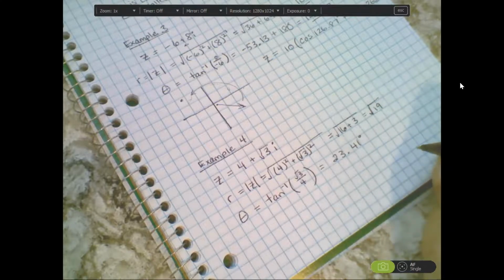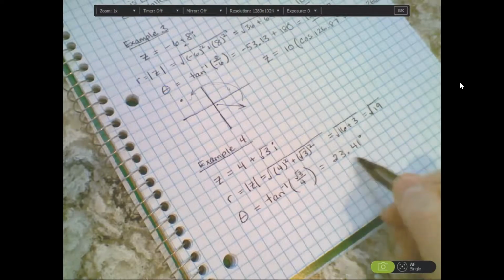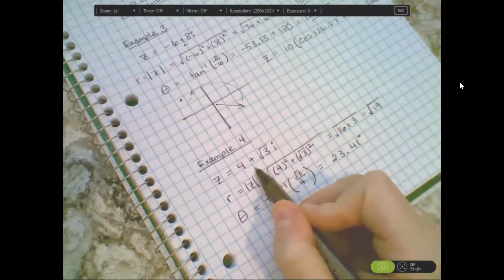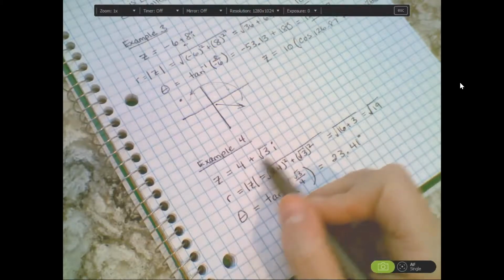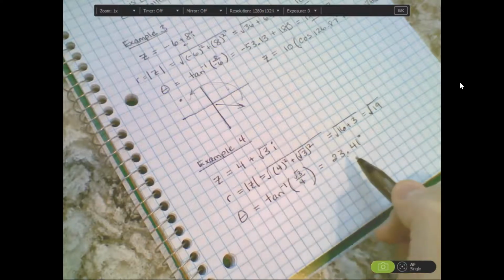Okay, so we have 23.41 degrees. I'm going to stop and ask, is that where I need to be? Is that angle where I need to be? This is a first quadrant angle. This point would also be in the first quadrant, since both of these are positive. So I don't think I need to do anything to my angle at this point.